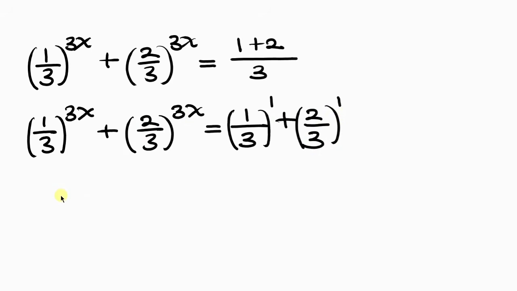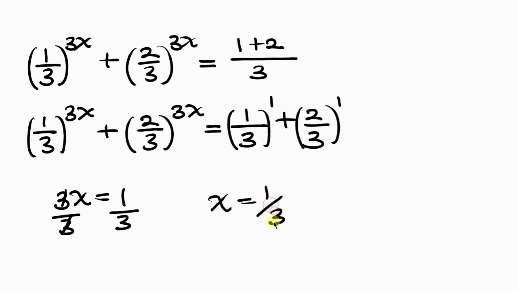So we can therefore say that 3x must be equal to 1. And to get the value of x, we divide both sides by 3. 3 cancels out from the left, leaving behind x equal to 1 all over 3. And this is our final answer.